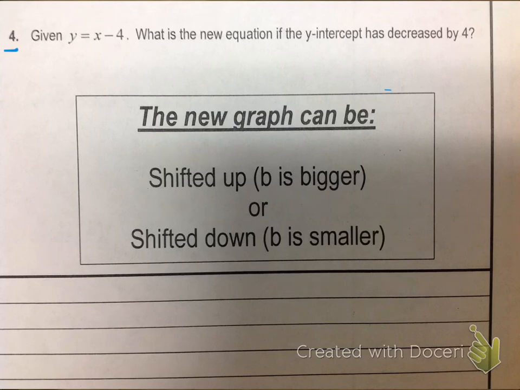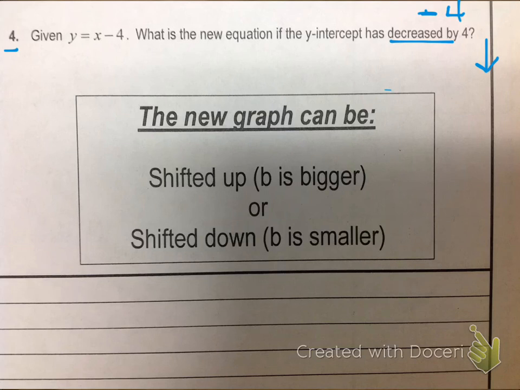It says, given y equals x minus 4, what is the new equation if the y-intercept is decreased by 4? So this key word, decreased, tells us that we are going to go down. Okay, a shift downward is going to be a negative, correct? A minus, right? So we're going to subtract 4. Okay. So what is the new equation if the y-intercept has been decreased by 4?